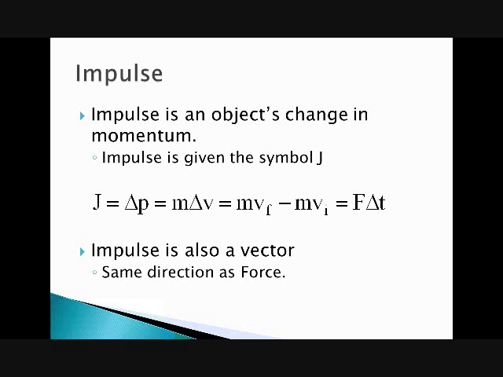Since force is a vector and velocity is a vector, impulse is a vector. The direction of the impulse is in the same direction as this force, because this force is causing an object's momentum to change. The direction of this force is going to be the same direction as the object's change in momentum, which is impulse. So when we say impulse and change in momentum, they're the same thing.